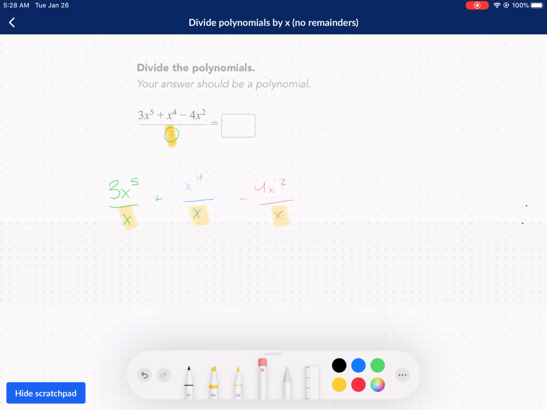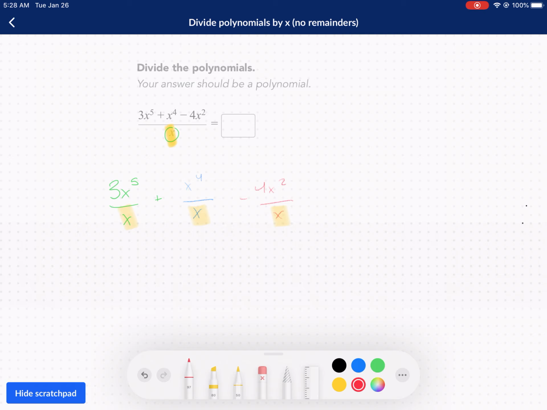Now, do you have to do this step where you split it into 3 fractions before proceeding? No, you don't. But I just wanted to show it first because I think it's easier to learn it this way. And then I'll show you the shortcut.